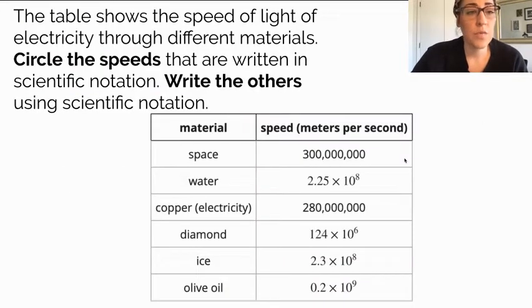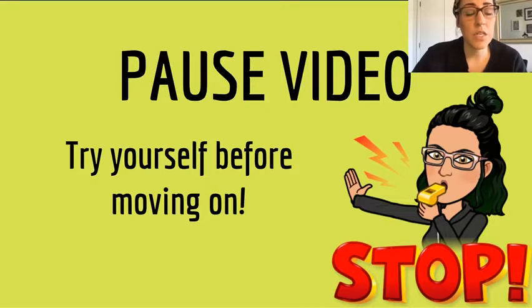As you move through this first activity, you're given a table, again with all of those materials that are listed and their speeds. You're going to circle the speeds that are written in scientific notation. The ones that are not written in scientific notation, you're going to rewrite so that they are in scientific notation. Pause the video here and try this on your own before we go through it together.